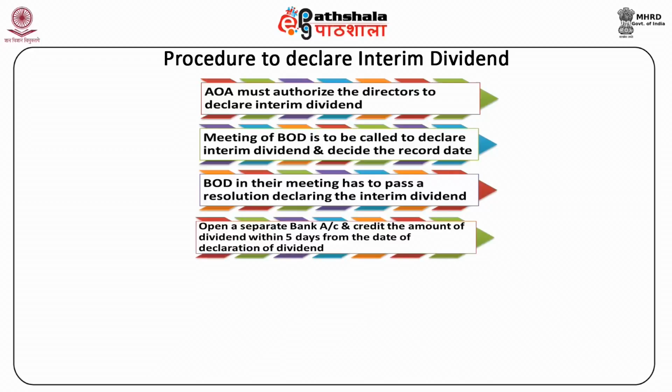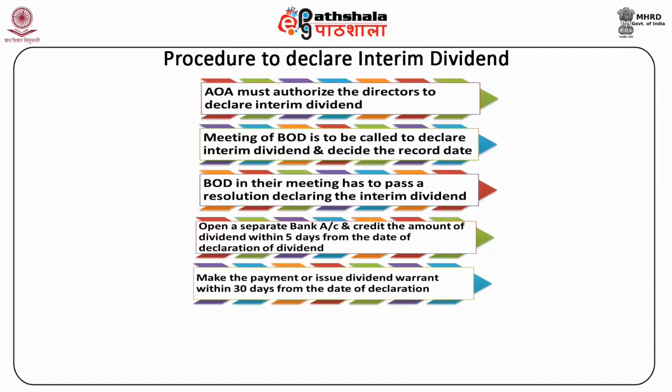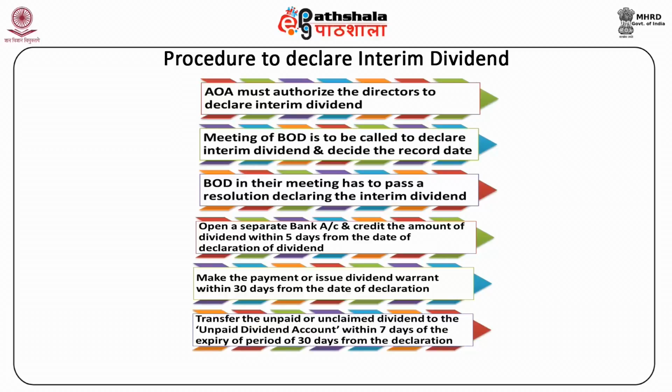open a separate bank account and credit the amount of dividend within 5 days from the date of declaration of dividend. Fifth, make the payment or issue dividend warrant within 30 days from the date of declaration. Sixth, transfer the unpaid or unclaimed dividend to the unpaid dividend account within 7 days of the expiry of the period of 30 days from the declaration.